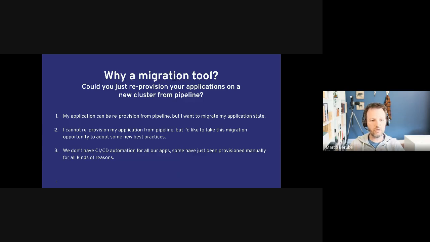The third one is I don't have CI/CD automation for all my apps. This is a common thing. Some customers will have CI/CD for some apps, usually the most important ones, but they also have tons of other applications that have never been automated. They're just manual things that have been provisioned, and they don't really care about those apps. So they just need to migrate them as is.